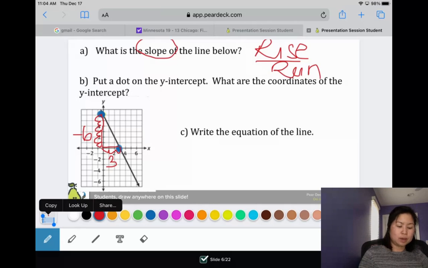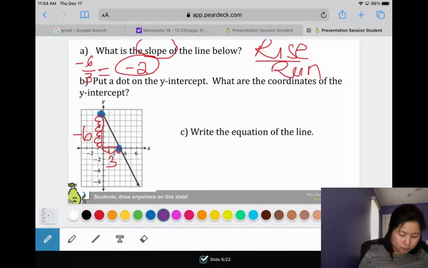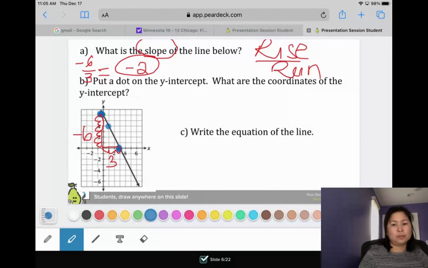So my rise, the one that is up and down, is -6. I'm going to the right 3. If I simplify, this gives me -2. So the slope is -2. You can choose, I chose these 2 points and then I ended up reducing it. For some of you, you may choose a different point, which is right here. There's another one that you can choose, which will give you -2, same thing.